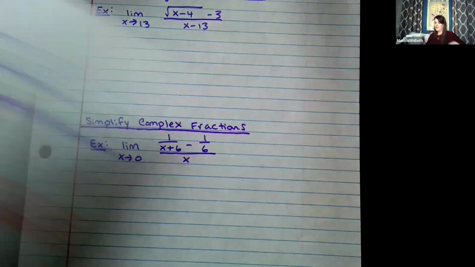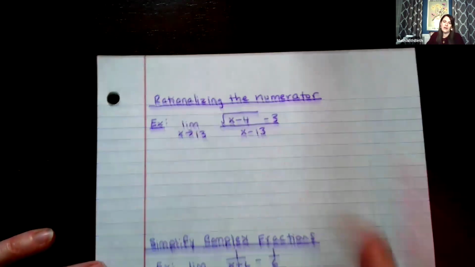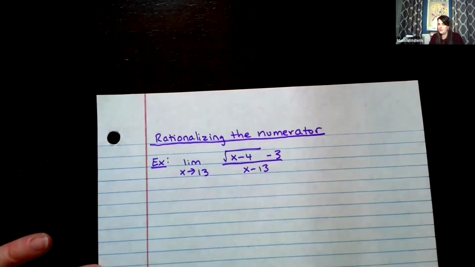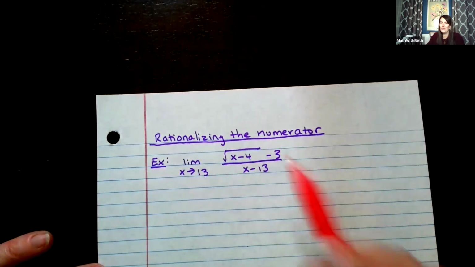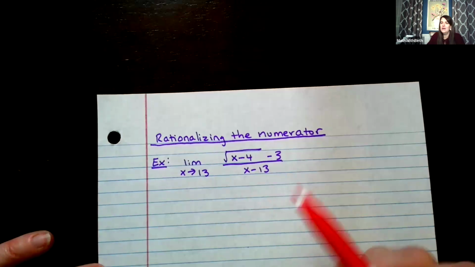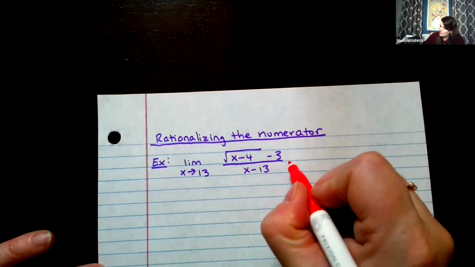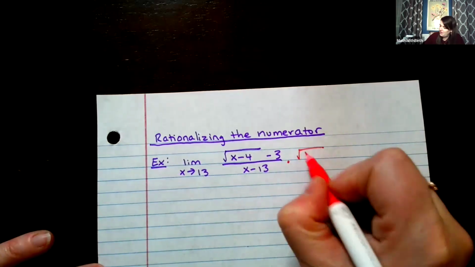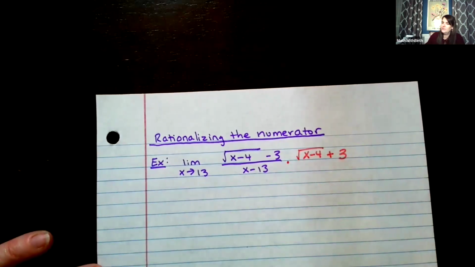The next issue that might come out is same type of thing. If I plug in a 13, it would make the bottom 0, but this time there's nothing to factor. So another method to help reduce this nicely is rationalizing the numerator, which just means there happens to be a square root in the numerator. So I'm going to do a trick that will help me get rid of that. So the trick is multiplying by the same thing you see that has the square root, except change the middle sign.